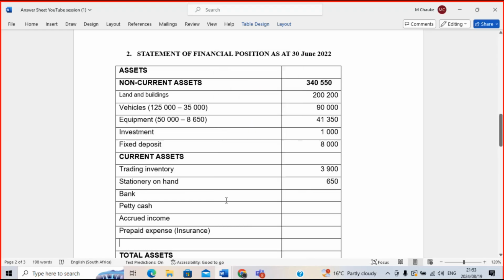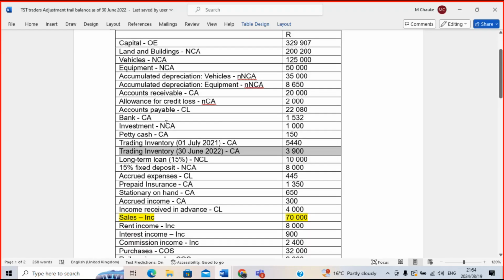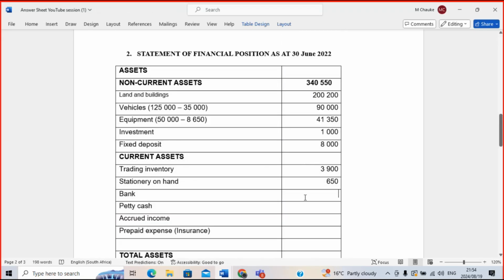Right? And then let's go and record the bank there. Our bank, how much is our bank? It is 1,532. Oh, I forgot account receivable. Yes, account receivable.